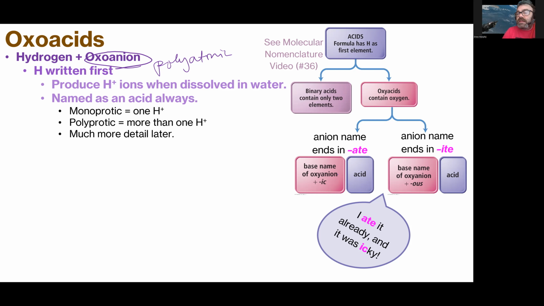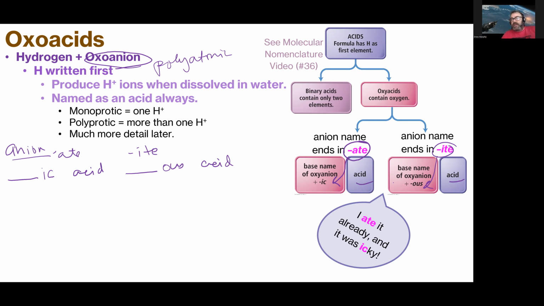Our rule is this: if your anion is an ATE anion, then we're going to convert it to ic and just call it whatever ic acid, right? So all of these are based off of the anions. If you end with ITE, then it's going to be something ous acid. Notice there's no hydro here. Hydro is just for binary ones. So ate becomes ic, ite becomes ous. You throw the word acid on the end and you're great.